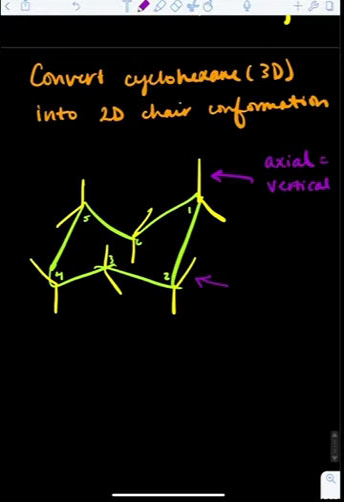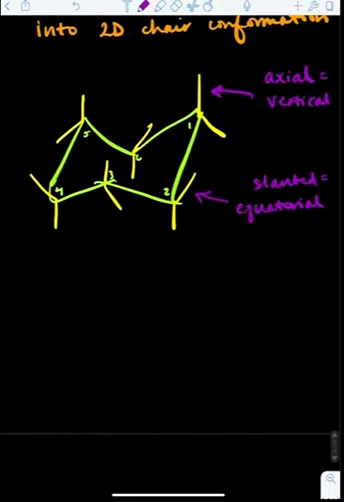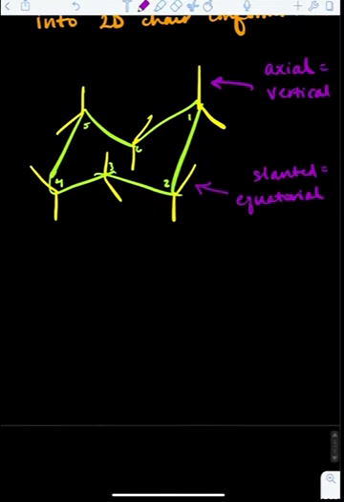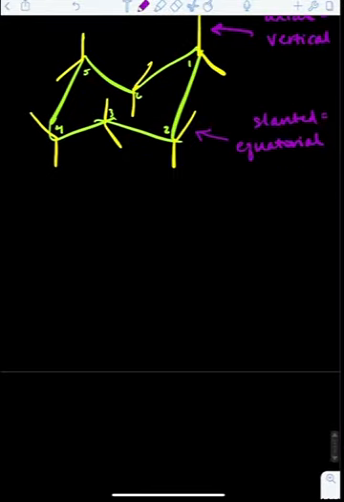And then if they're slanted like this, that is called the equatorial position. And that will be important later when we talk about the stability of the chair conformation. All right, so that's your basic format right now. Now we're going to be talking about how we can actually put the bonds of the cyclohexane onto this chair conformation.